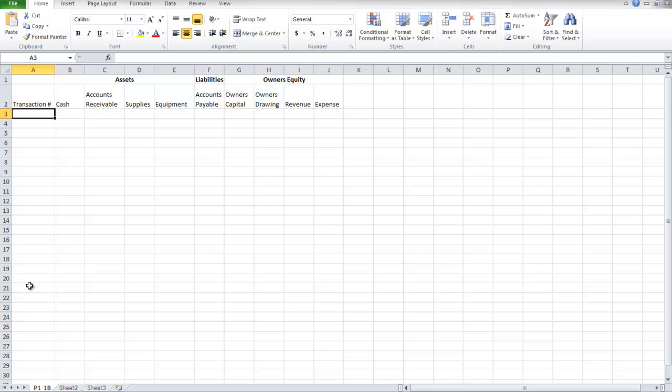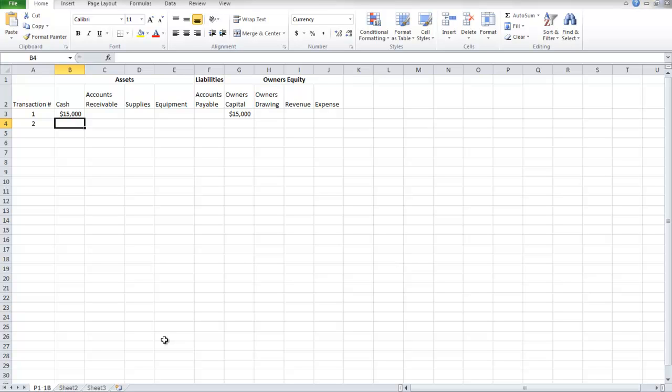Here it says that on April 1st, Vince Morelli established Vince's Travel Agency and had the following 10 transactions for the month. On transaction number one, they invested $15,000 cash in the business. So we have an increase to cash of $15,000, an increase to owner's equity of $15,000.